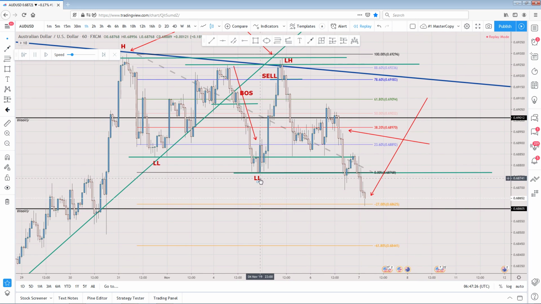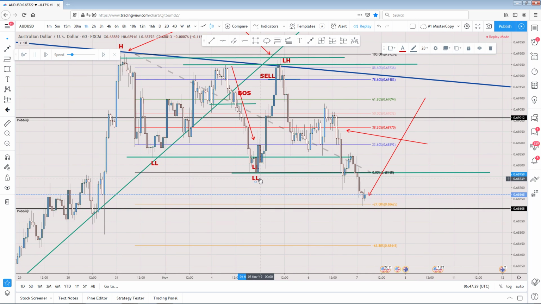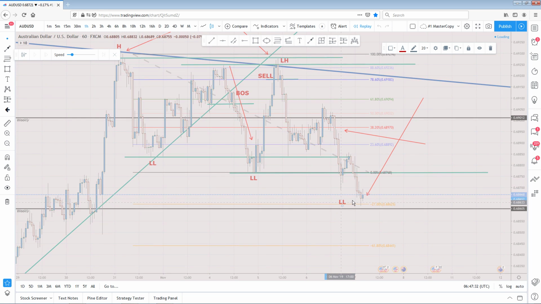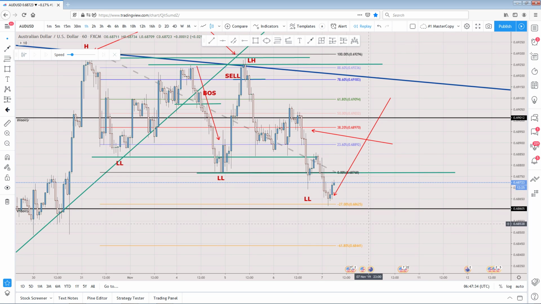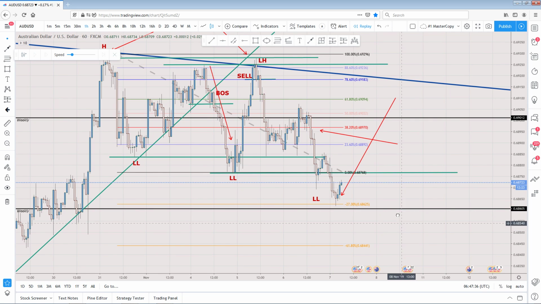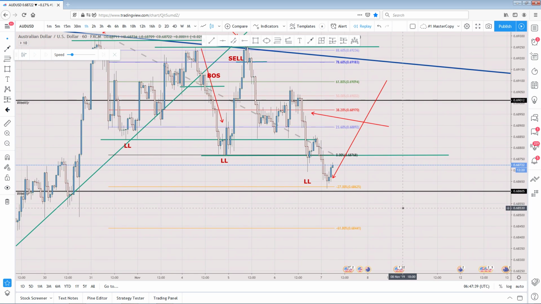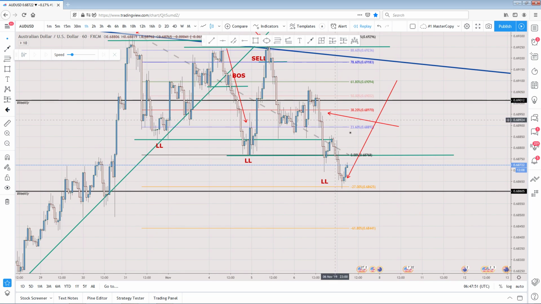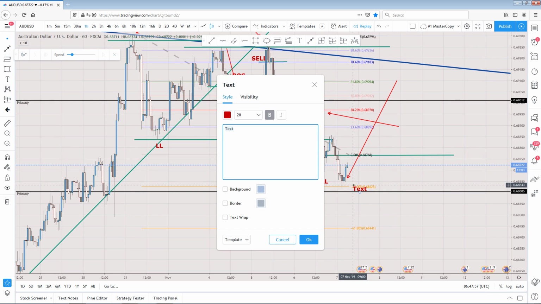We just printed another lower low. Lower low. We hit take profit 2. So we could have exited the trade here. Yeah, so if you didn't want to be greedy, we could have exited the trade right here. TP2.